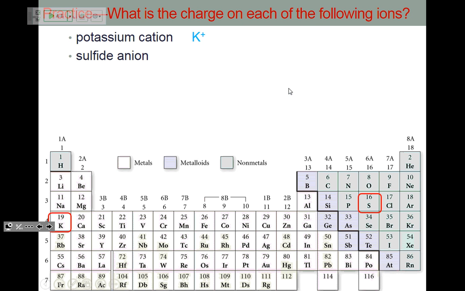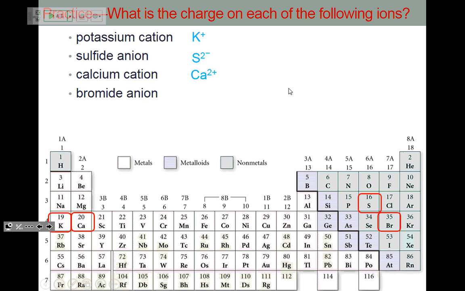We look at sulfide ion. It's a non-metal. And it's in group 6A. So it will form 6 minus 8. It's going to be a minus 2. So a 2 minus charge. Again, notice with potassium, we don't show the 1. The 1 isn't shown. If we look at calcium, it's in group 2A. It's a metal, so it's going to form a positive charge. So it's going to form a 2+.